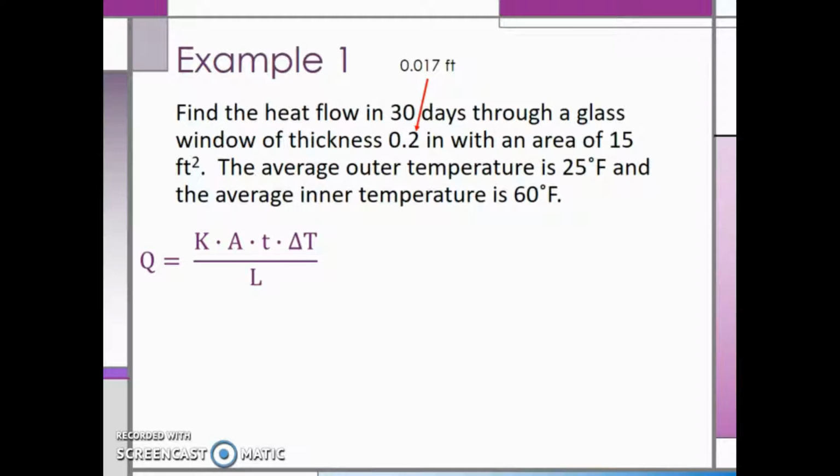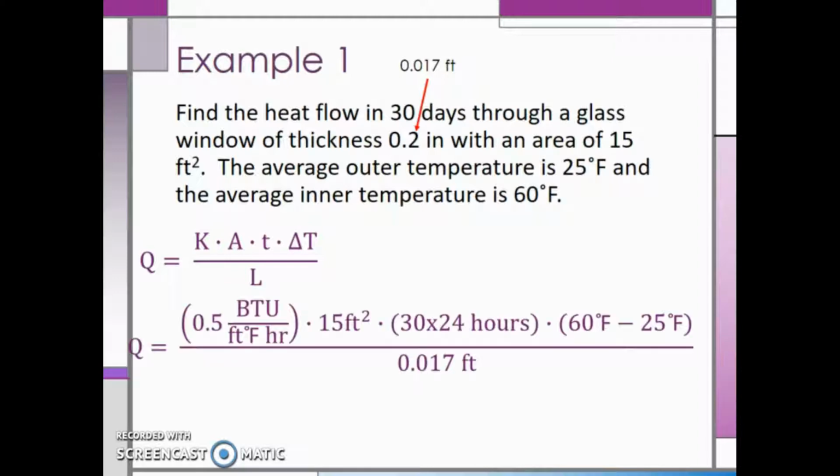Let's go ahead and start filling in the numbers we need. We can look up the thermal conductivity of glass, which is 0.5 BTU per foot degree Fahrenheit hour. The area of the window is 15 square feet. The time we are looking at is 30 days. However, time needs to be in hours, so we can convert this into hours by taking 30 days times 24 hours per day, and we end up with 720 hours.